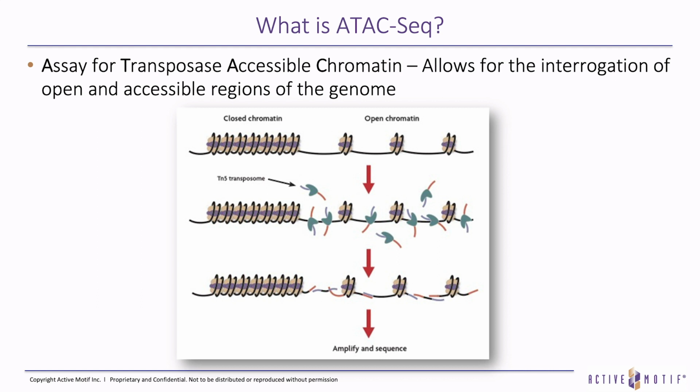ATAC-Seq starts by isolating nuclei from about 500 to 100,000 cells, which are incubated with TN5 that is loaded with sequencing adapters. The TN5 transposase targets these areas of open chromatin and inserts a portion of this sequencing adapter. Once the fragmentation is complete, the fragmented DNA is purified, followed by PCR to complete the sequencing adapters and introduce indices that are used for multiplexing for downstream next-generation sequencing.